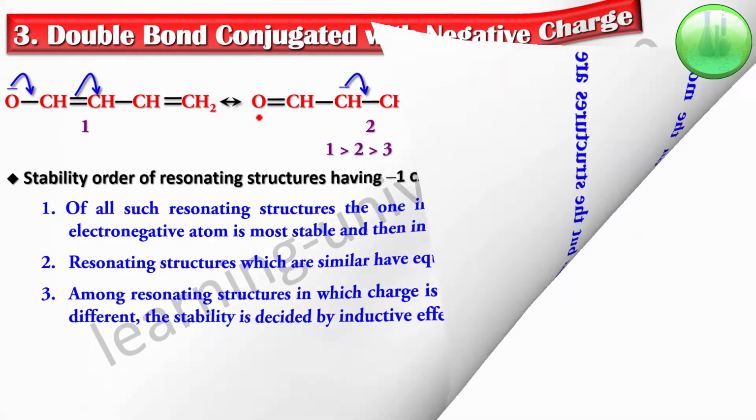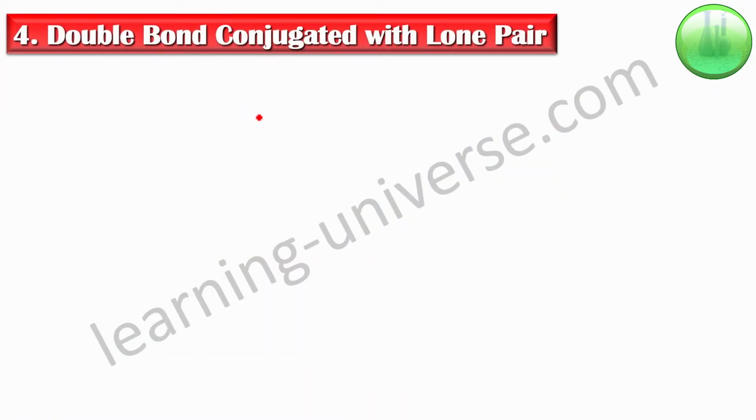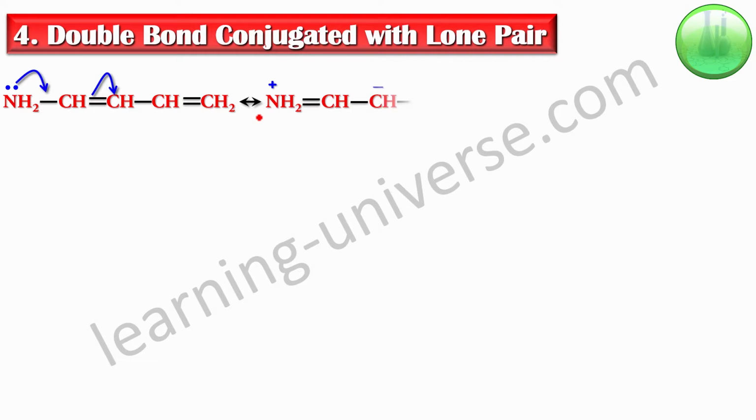The next one, let's move quickly. The next one is a double bond conjugated with a lone pair. Well, a lone pair can be treated just like a negative charge, it just behaves like a negative charge. The lone pair comes here and the pi bond shifts to carbon and you get this one.